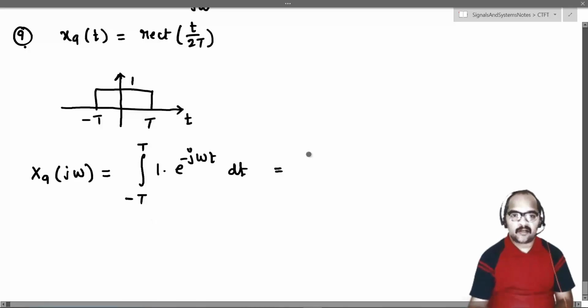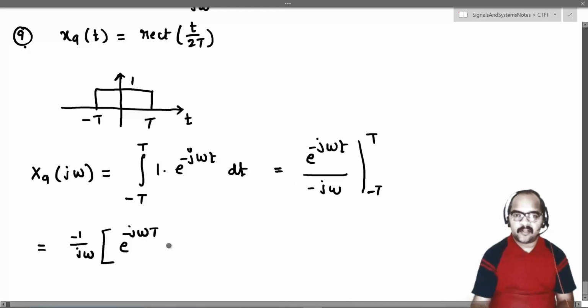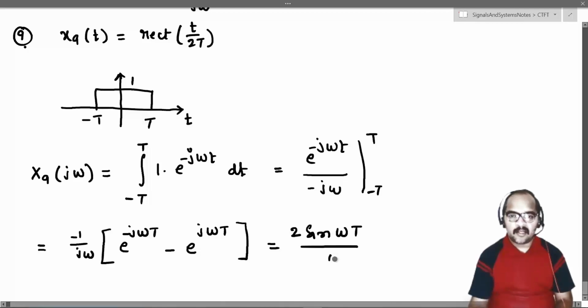This should be equal to e power minus j omega t divided by minus j omega, with integral limits from minus T to plus T. Taking 1 by minus j omega out, you get e power minus j omega capital T, substituting t with capital T, minus e power plus j omega capital T. You can easily see this is equal to e power j omega T minus e power minus j omega T, and you can simplify and show that this is 2 sine omega T divided by omega.